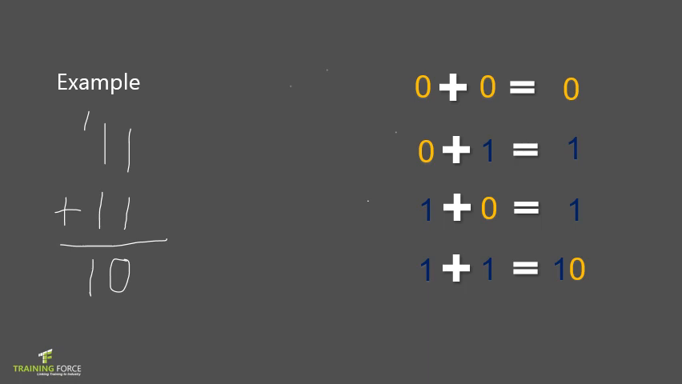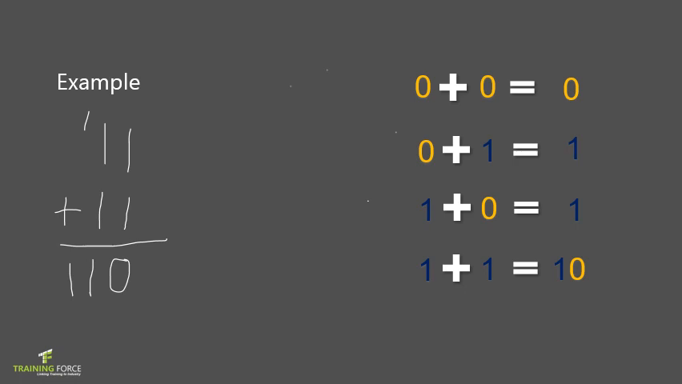And generally, 1 plus 1 plus 1 will always equal 11, so we bring that 1 down, and then we still have 1 left, which will be the leading 1. So 110 is the answer to adding 11 and 11 together.